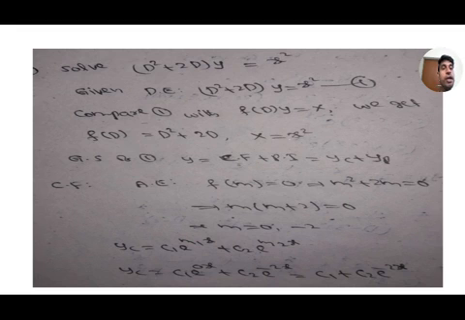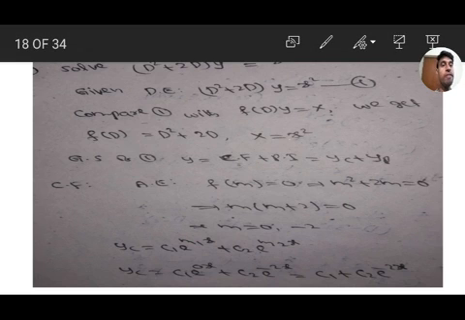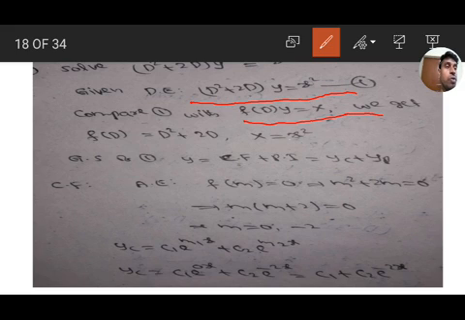Solve (D square plus 2D) of y equal to x square. So the given differential equation is (D square plus 2D) of y equal to x square, take it as equation 1. Compare equation 1 with f of D of y equal to capital X. We get f of D equal to D square plus 2D, capital X equal to x square. So the general solution of equation 1 is y equal to complementary function plus particular integral, that is yc plus yp.